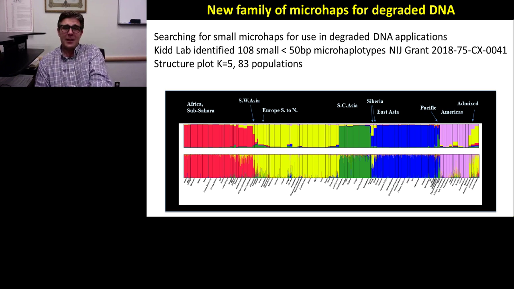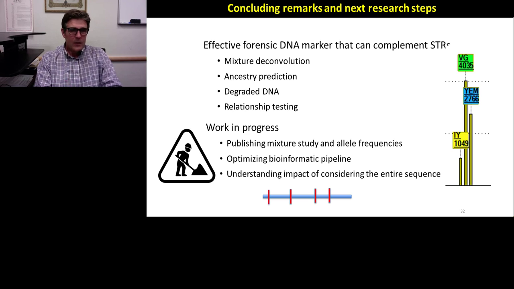As you can see, they have a very good informativeness, and although it's not shown in the slide, they also have a good AE. So they have a great potential for typing degraded DNA where STRs would fail. Here are the various things that we're still working on: improving our mixture deconvolution, ancestry prediction, degraded DNA. We're looking at relationship testing, how effective they are, and not only father-child, but siblings, step-siblings, cousins, and so forth.